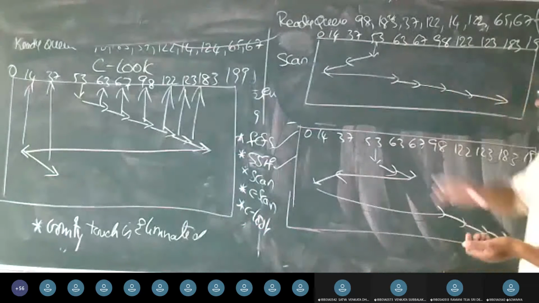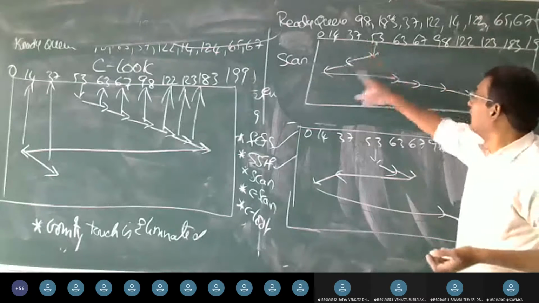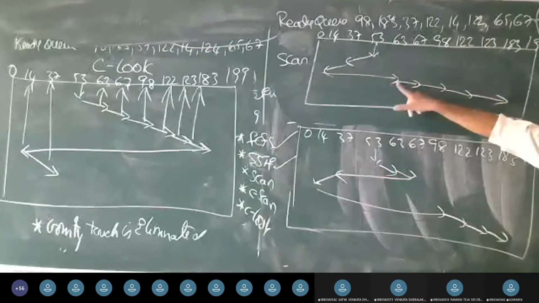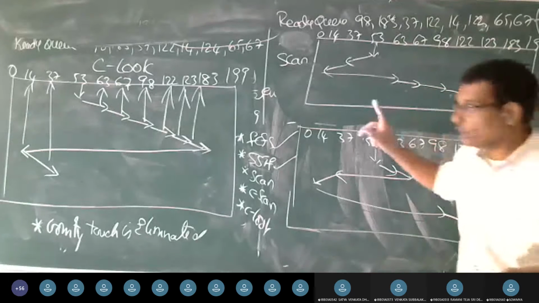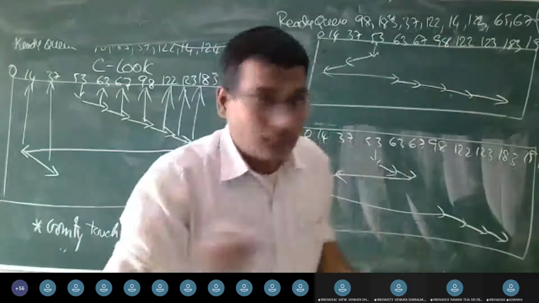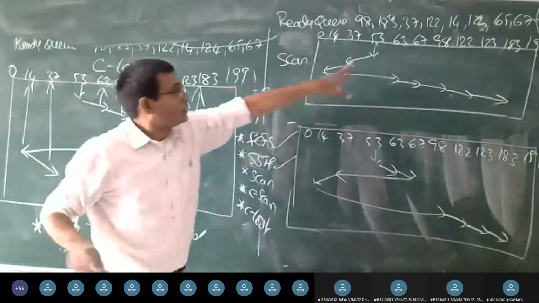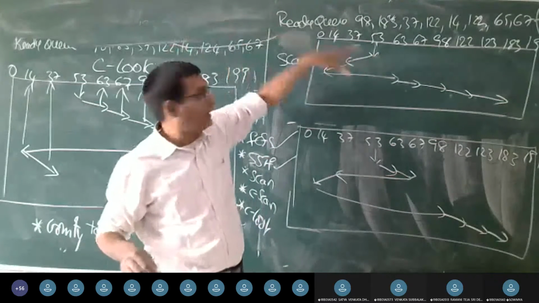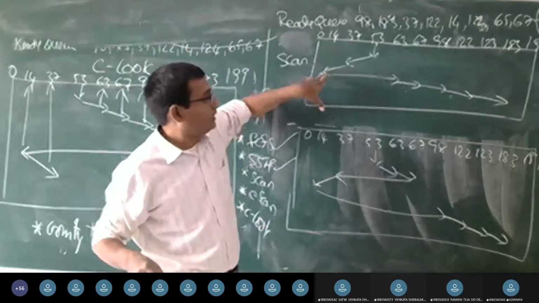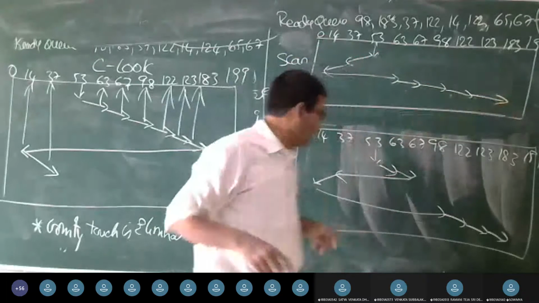So the third thing was it moves to the lower end, 37, 14. Then it goes to the upper end, 63, 65, 98, 122, and 123. So that is the item we are going to call the SCAN algorithm, right? So the head was at 53. Then it goes towards the lower end, 37, 14. Then it goes to the upper end, 63, 67, towards the end.